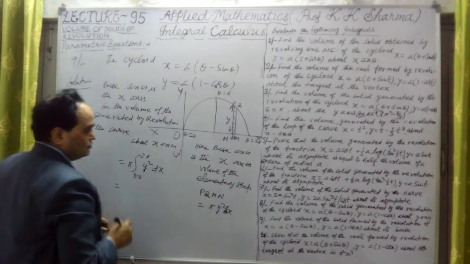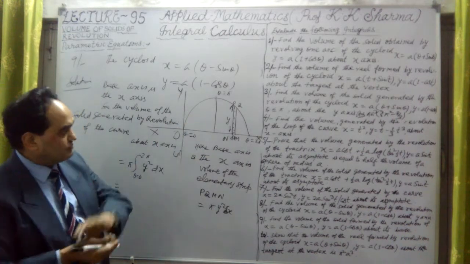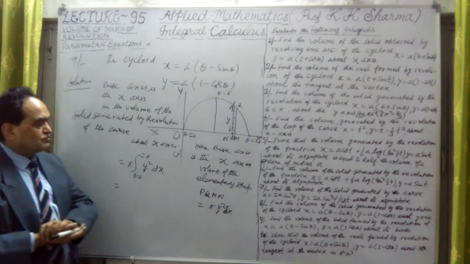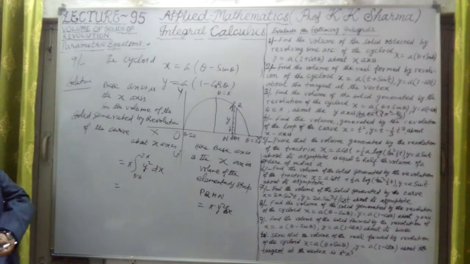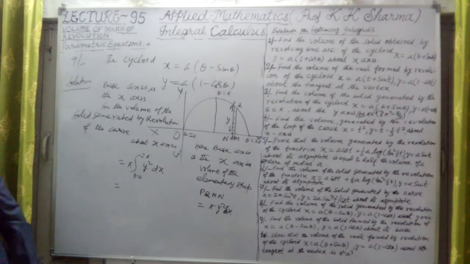This is the volume here, because theta is 0 to 2 pi, that we have to take. Therefore, this is the volume which we have to calculate. So putting the value of y and x and all those points, we will find out. Let me now change the marker here.